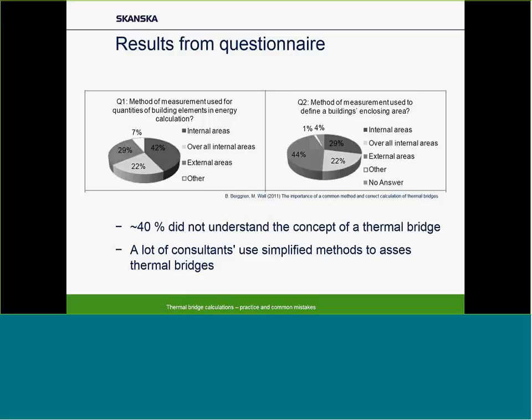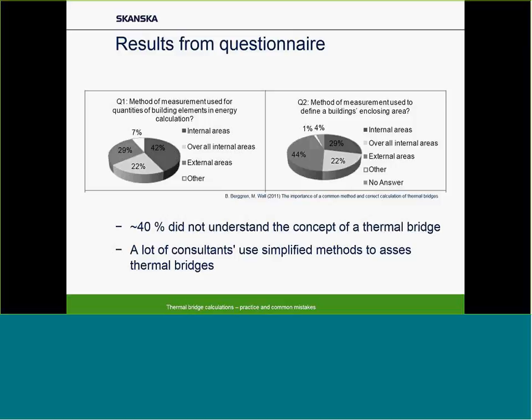And also, which we also believe was quite interesting, a lot of consultants use simplified methods to assess thermal bridges. And we also asked them to then describe how this simplified method is used. And there were mainly 2 ways to do it, and also some in-betweens. But the most common way was, if you have quantified the U values for different building envelopes, you just added a certain percentage to your total U values.